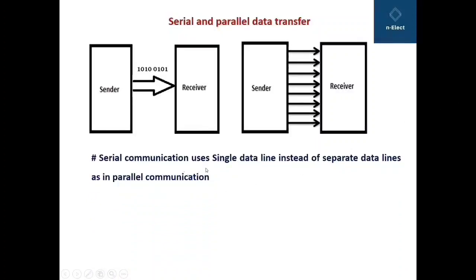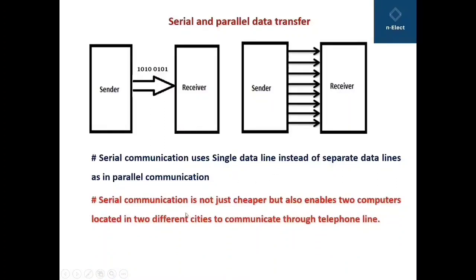Serial communication uses a single data line instead of separate data lines as in parallel communication, as you can see from the diagrams. Serial communication is not just cheaper but also enables two computers located in two different cities to communicate through a telephone line.